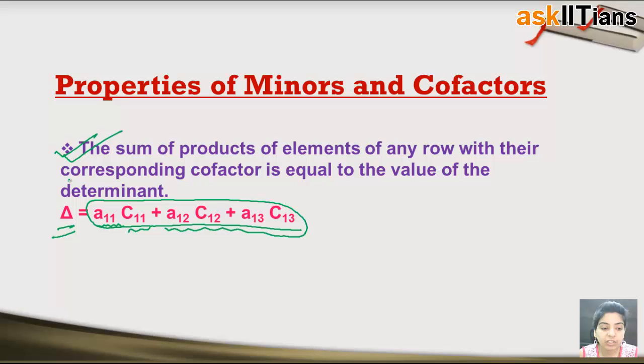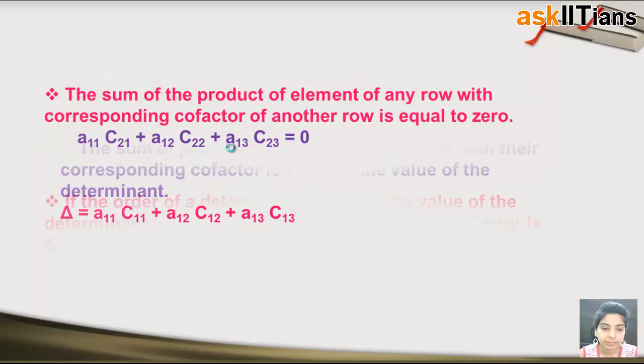Just note here the word corresponding is important. You multiply A11 with its corresponding cofactor, then you add into it the product of element A12 and its cofactor, and similarly so on. So this quantity will give you the value of the determinant. This is an important property.